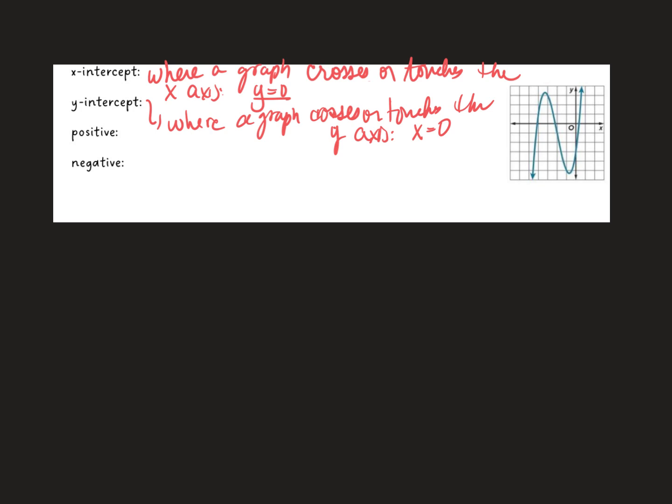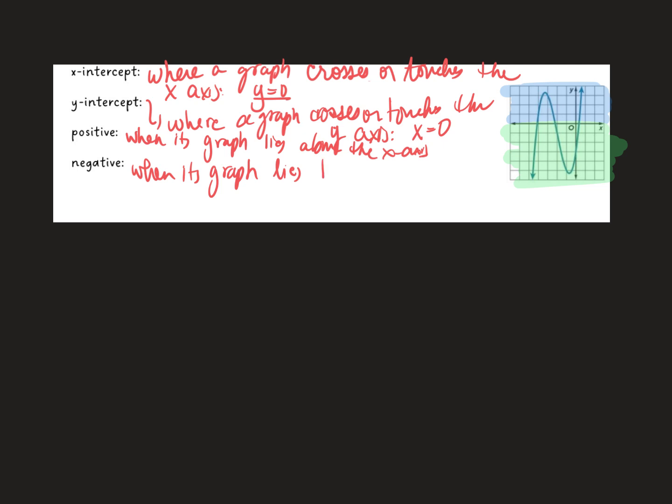But I want to show you what it means by positive and negative. It says a function is positive when its graph lies above the x-axis. So this is where it's considered positive. And when it lies below the x-axis, that's where it's considered negative. So positive when its graph lies above the x-axis, and it's negative when its graph lies below the x-axis. So above for positive, below for negative.